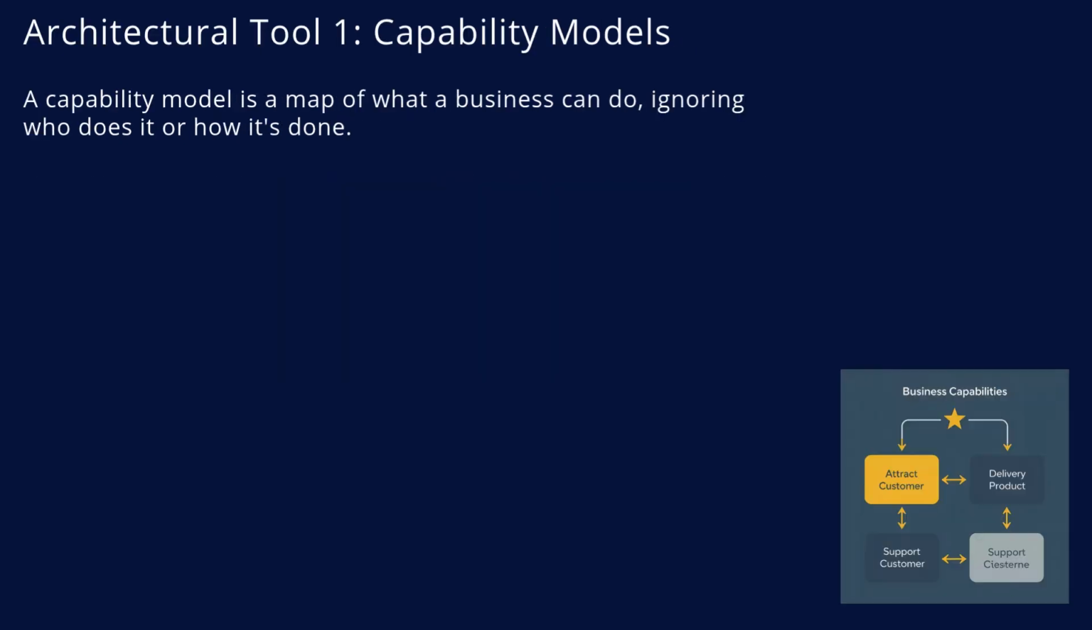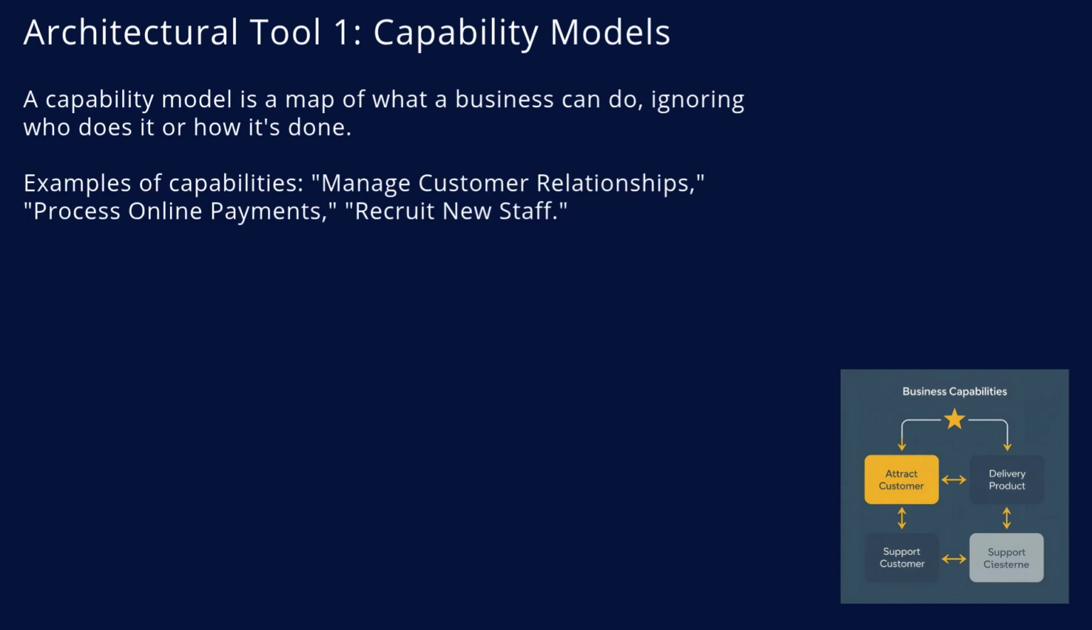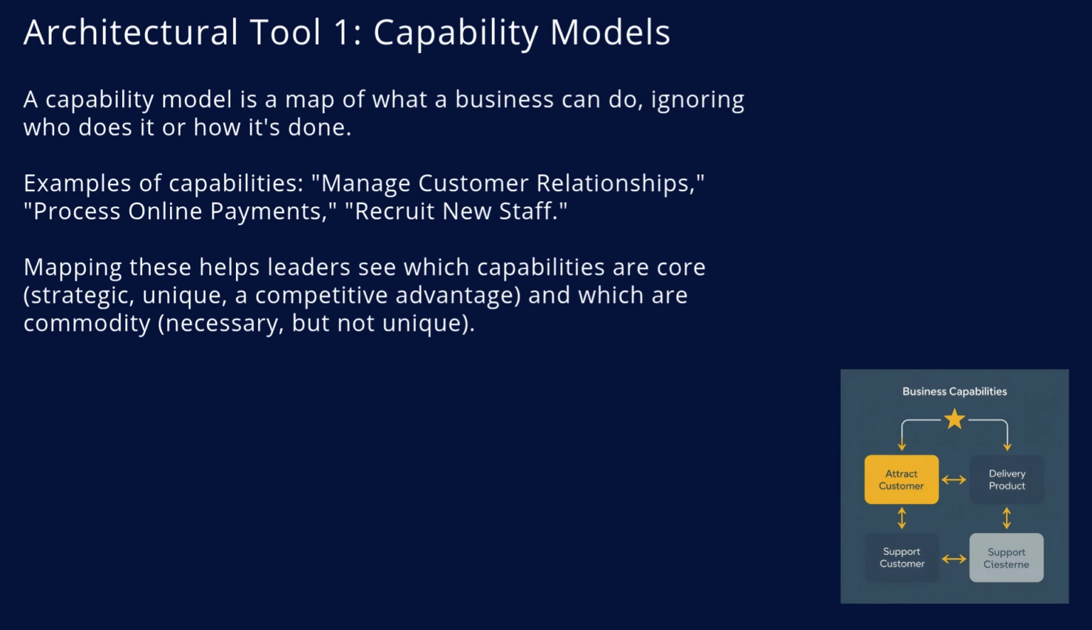One of the most powerful tools in business architecture is a capability model. This is a very simple but profound idea. A capability map shows what a business does, completely separate from the people, processes, or technology it uses to do it. Think about it. Every retail company needs the capability to process online payments. Every company needs the capability to recruit new staff. These are fundamental business capabilities. Once you have this map, you can make incredibly smart strategic decisions.